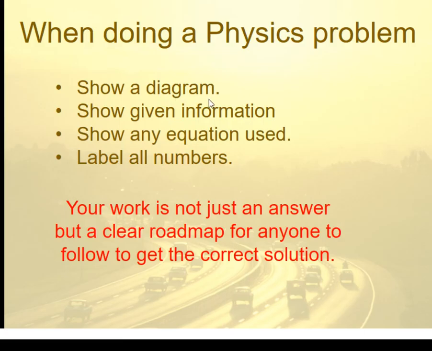When we're doing a physics problem, we want to show the diagram, show the given information, show an equation that's been used. We want to label all of our numbers. And why we do that is because your work isn't just an attempt to find the answer, but it's a roadmap to how you found the answer. That way, when I'm judging your work, if you made a simple mathematic mistake, I can overlook that. I'm more interested in the physics. How did you solve it?